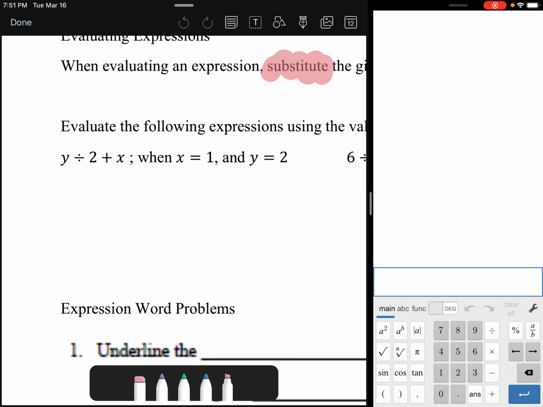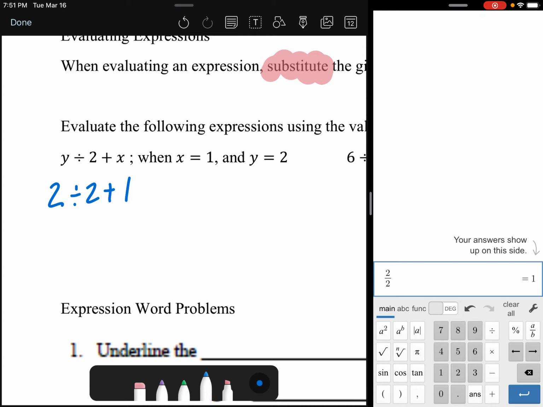So for our first problem here, I have y divided by 2 plus x. And I want to evaluate that when x is equal to 1 and y is equal to 2. So I'll switch out the y with 2. So I'll say 2 divided by 2 plus, and then x is 1. Now, in my calculator, I can go ahead and say 2 divided by 2. You have to push this little arrow button here and say plus 1. And you get that equals to 2.